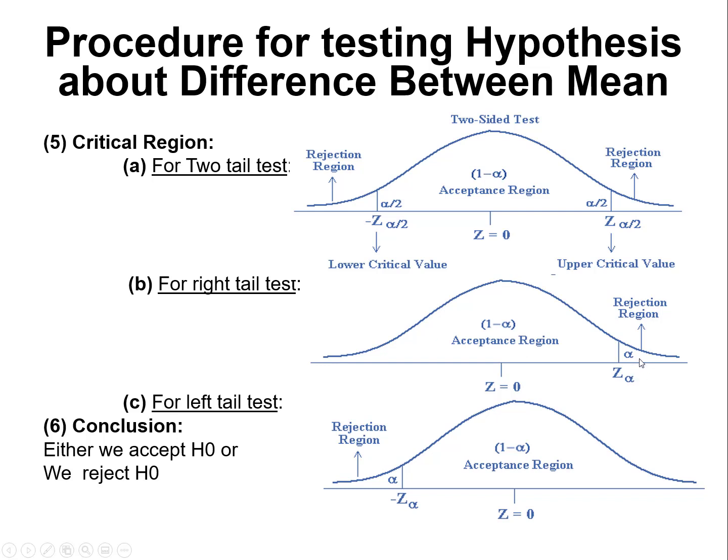If the calculated Z value lies in this region, we will reject. If it lies in the accepted region, we will accept the null hypothesis. For a left-tailed test, it will look like this, so the critical region is similar to before. In conclusion, we will decide on the basis of where the calculated Z value is lying, or we will decide based on the p value. If the p value is greater than the level of significance, we will accept. If it is less than the level of significance, we will reject.